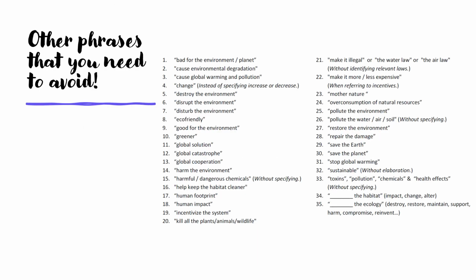So here we have a list of phrases that you guys need to avoid unless you guys can use it specifically. Okay, bad for the environment or planet, cause environmental degradation. It sounds nice, but it's vague. Cause global warming and pollution. What type of pollution? So be very specific. That's all I want you guys to know. So these are 35 phrases to avoid using if you guys are not describing or explaining or expanding upon your generic phrase.